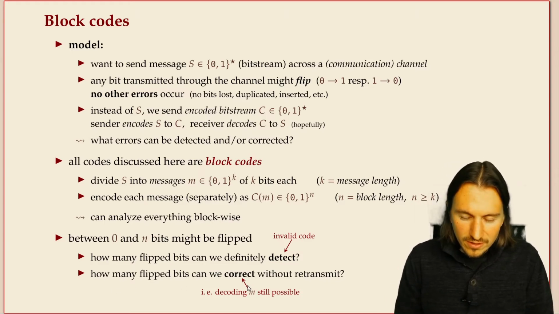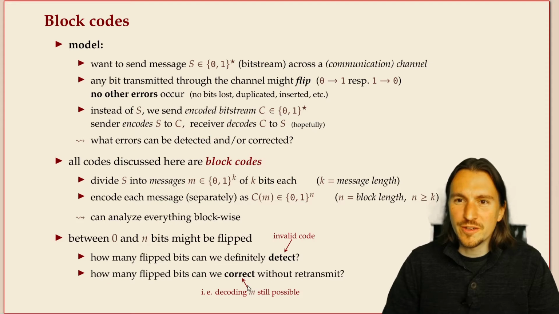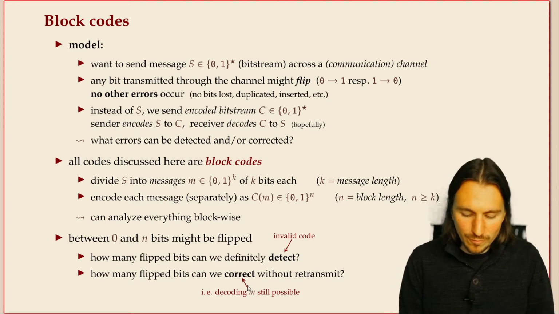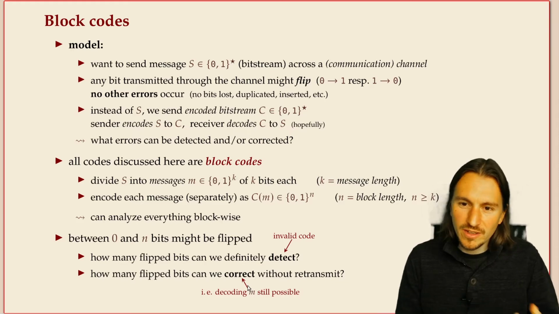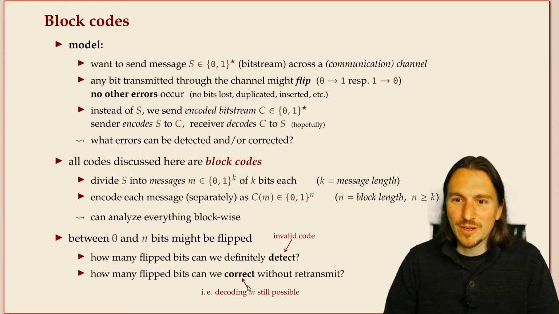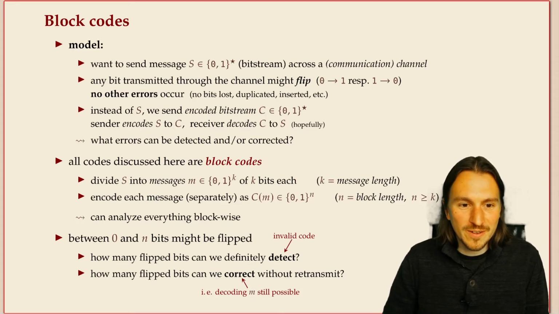And error correction goes a little further. Can we somehow go from what we receive to a closest valid code word? And how many bits can I recover from this if they were flipped? That's the setup, that's the model.